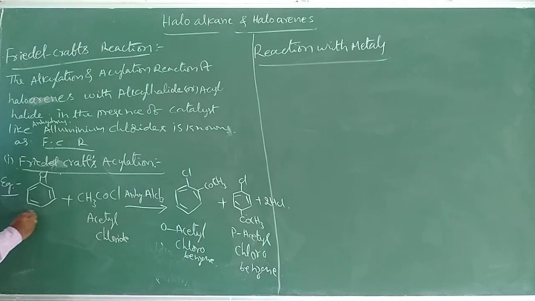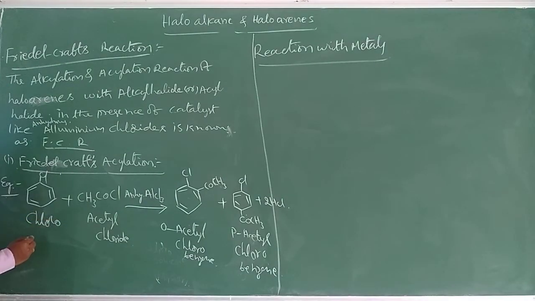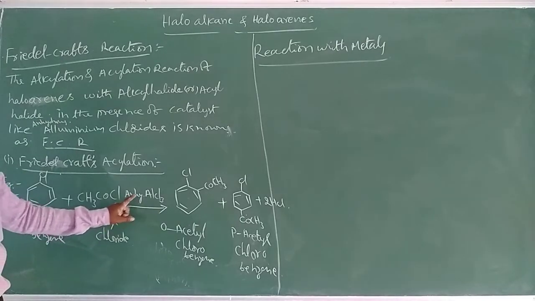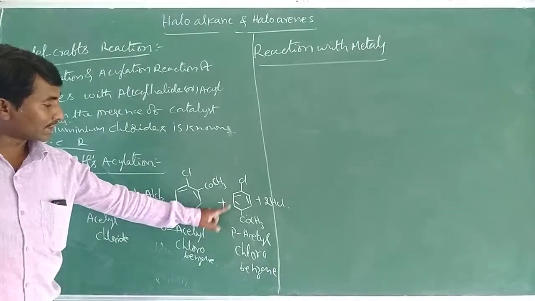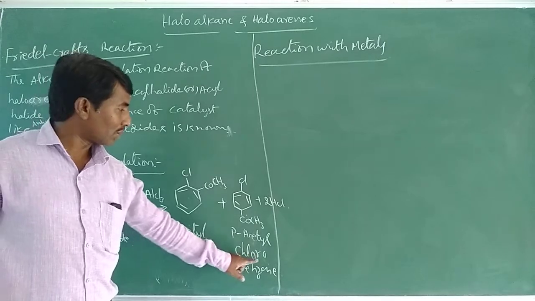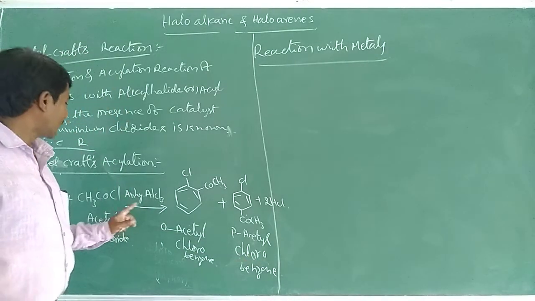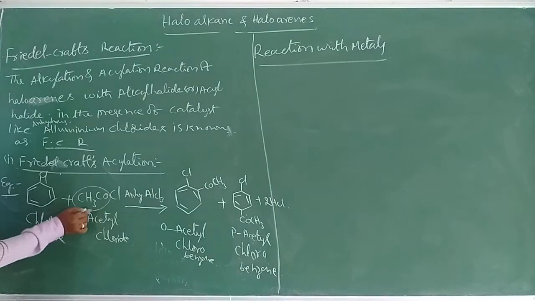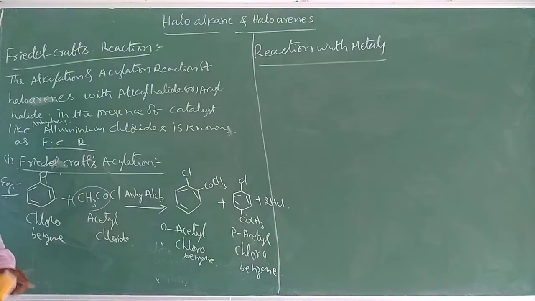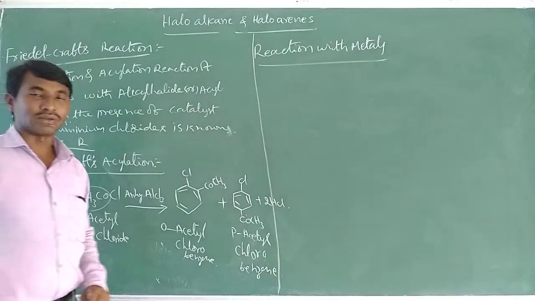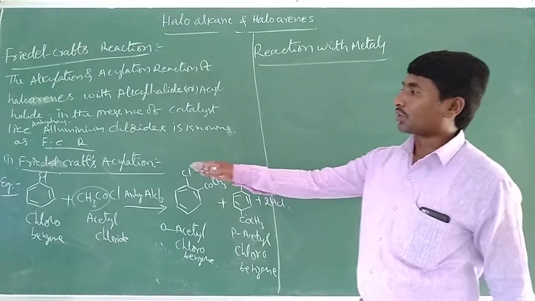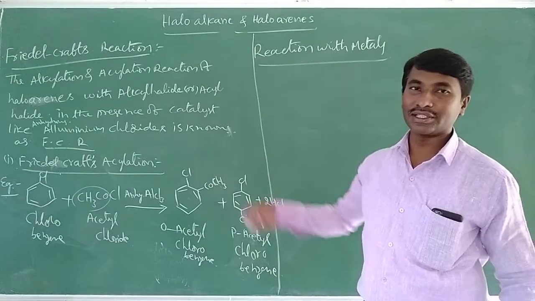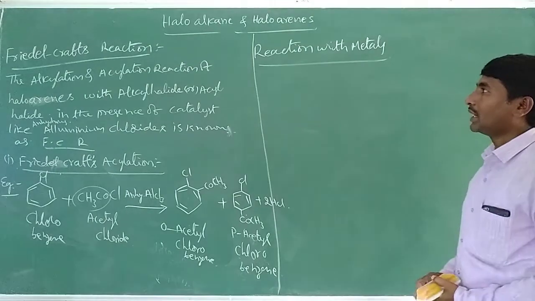So chlorobenzene reacting with acetyl chloride in the presence of anhydrous aluminium chloride gives ortho acetyl chlorobenzene and para acetyl chlorobenzene. Here the acyl group is added at the para position, giving ortho and para acetyl chlorobenzene. So this is called Friedel-Crafts acylation.